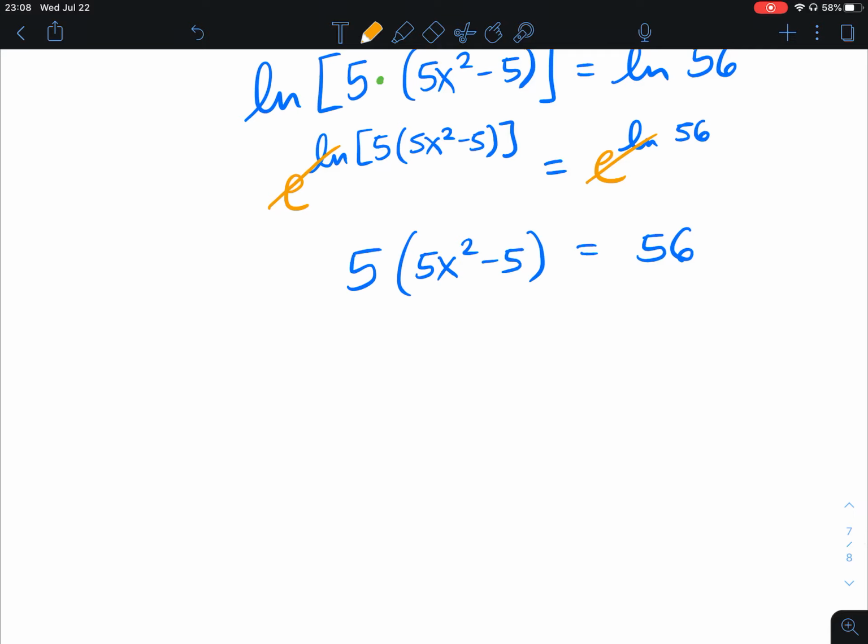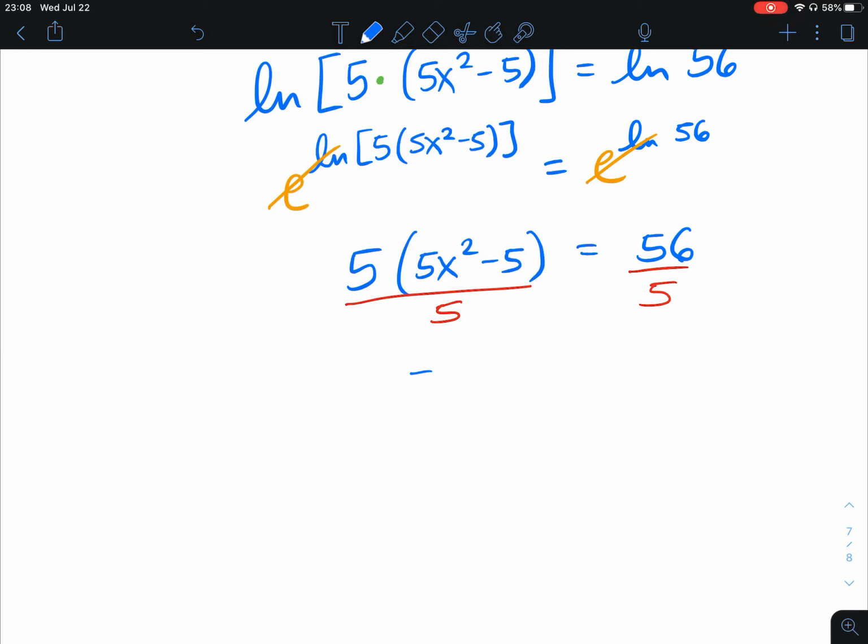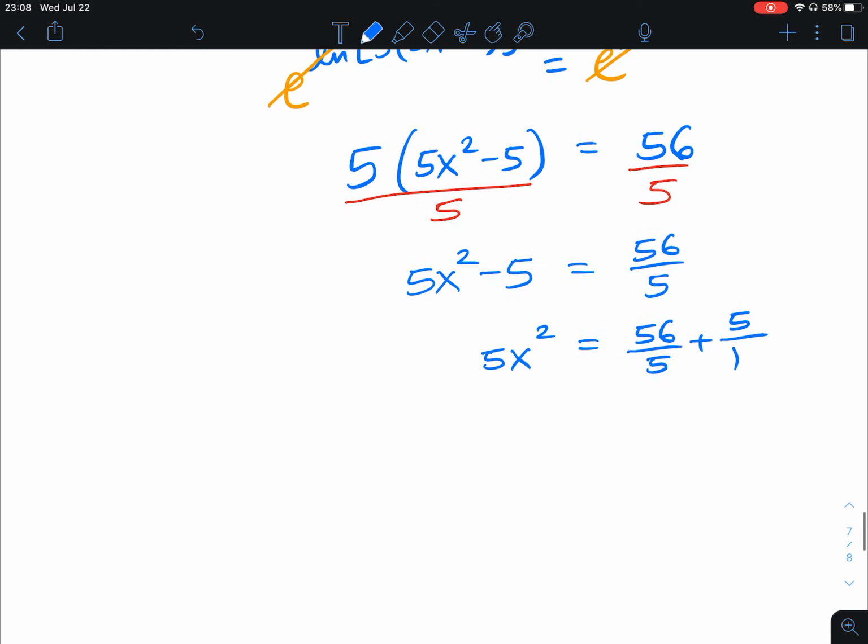Now the resulting equation is quadratic. We are pretty solid on solving quadratics, I would say at this point. So I'll divide both sides by 5 to get 5x squared minus 5 equals 56 over 5. Looks like I'm going to add 5 to both sides, so this one has a little fraction work to it. Hopefully we will embrace that together. So I'm going to add 5 or 5 over 1 to both sides.